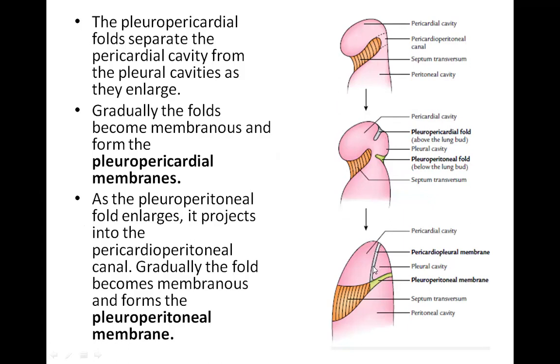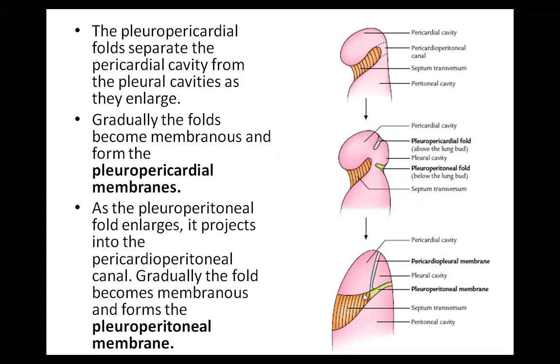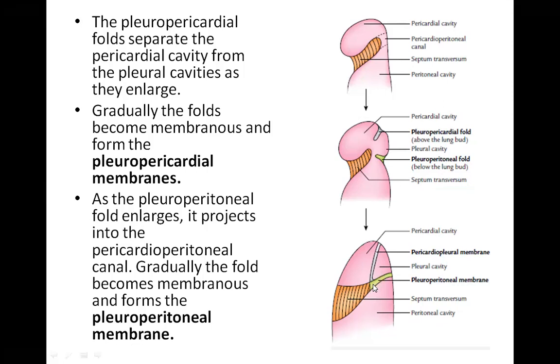Because the lung is continuously expanding, these folds will grow towards each other. On the other side too, the fold will be developing. Both the folds will grow towards each other in the midline, right? So as the pleuroperitoneal fold enlarges, it projects into the pericardio-peritoneal canal. Now gradually the fold becomes membranous and forms the pleuroperitoneal membrane.